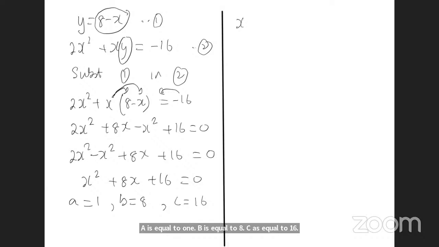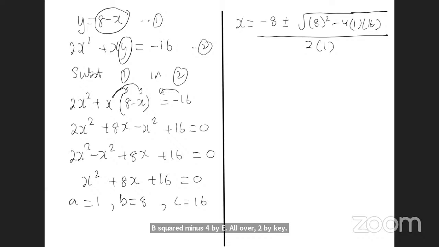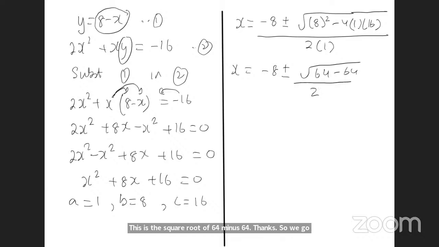Now we're going to use the formula. X is equal to minus B plus or minus the square root of B squared minus 4 by A by C all over 2 by A. You see that? I just plug it in the formula. Right, here's where I saw a small mistake again. This is the square root of 64 minus 64. So we're going to get 0 in there, all over 2. So x is equal to minus 8 plus and minus 0 over 2. So we are only going to get one answer, minus 4.